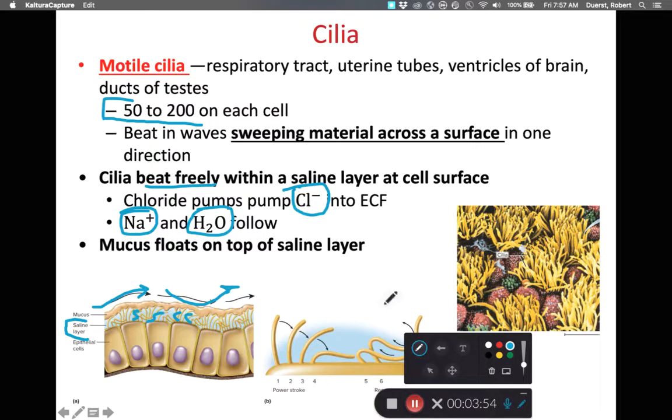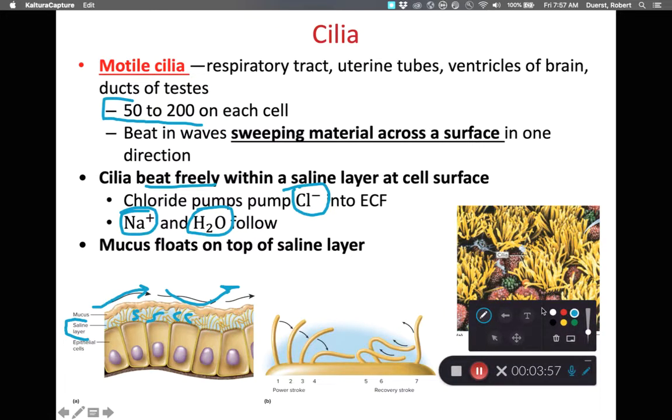The mucus will then float on top of the saline layer as the cilia moves the mucus around within our bodies. A classic example of this is the mucociliary escalator in our lungs. That mucociliary escalator is going to move mucus out of our lungs so that we can cough it up and then swallow it and expunge the material from our bodies.